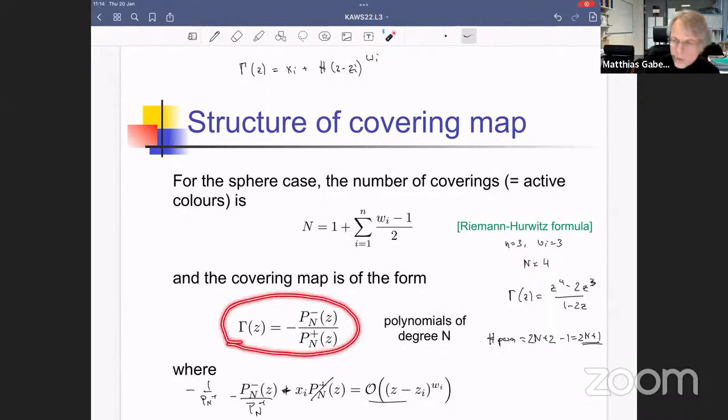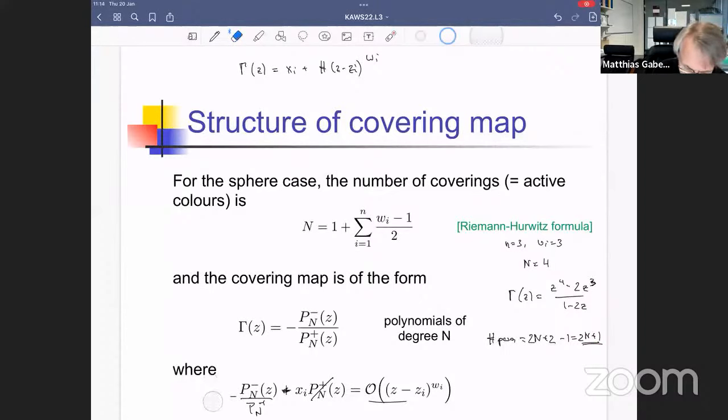Polynomial of degree n in the numerator and the denominator. So then you have 2n plus 1 parameters. And then you have to impose all of these relations. So let me remove this so I can see them. So how many relations do I get from here? Well, at each point, I get w_i relations. So this is the sum over i from 1 to n of w_i.